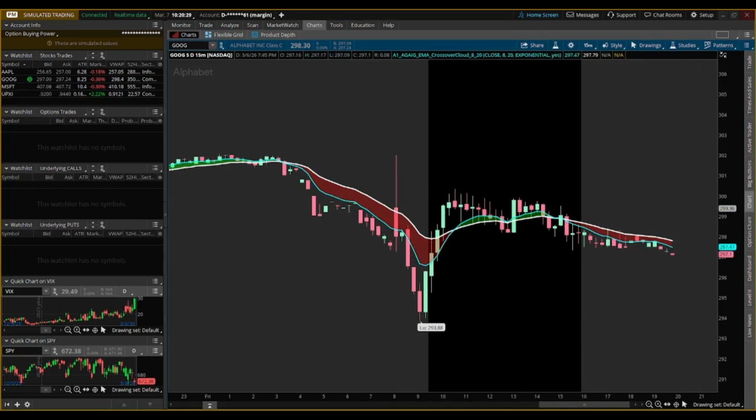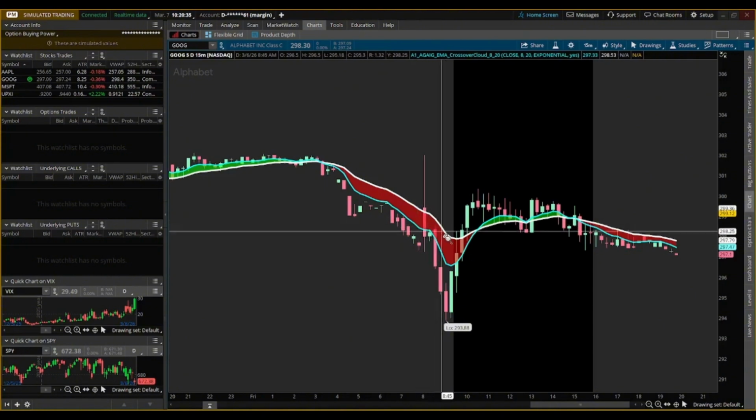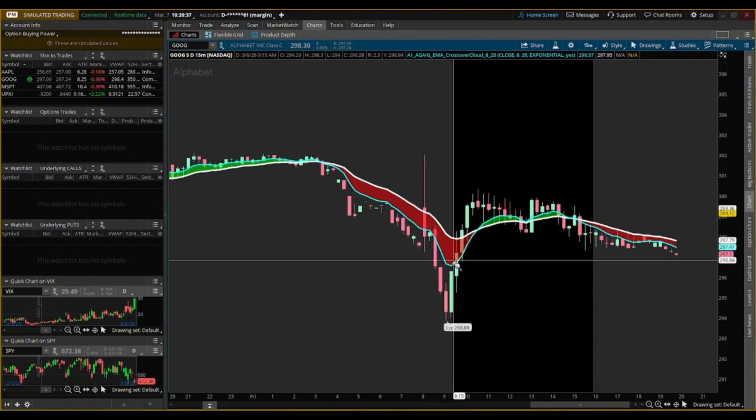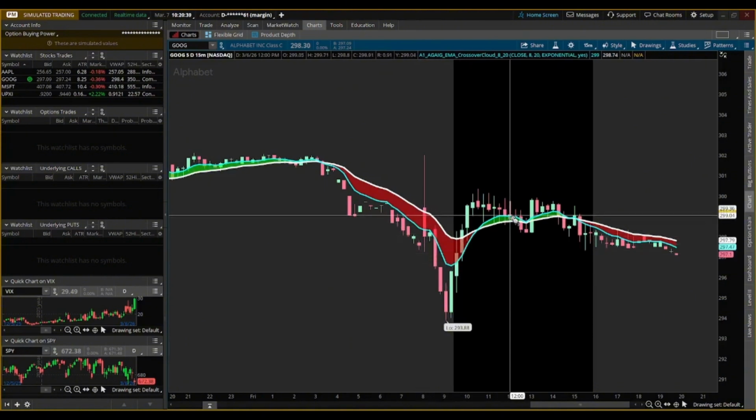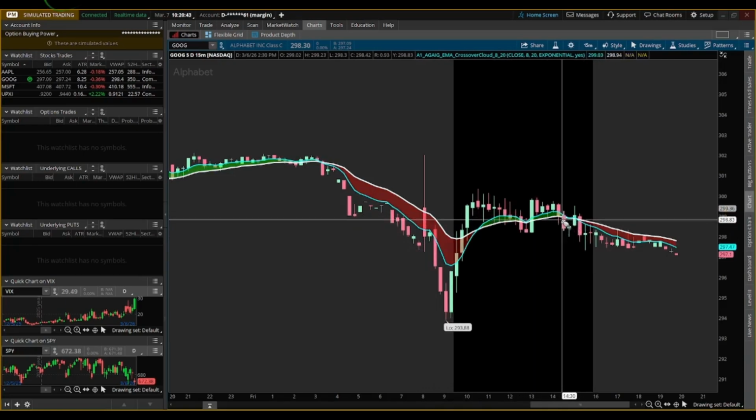The width of the cloud also gives you information. A wide cloud means the two moving averages are far apart, indicating strong trending conditions. A narrow cloud means they're close together, suggesting consolidation or a potential crossover coming soon.